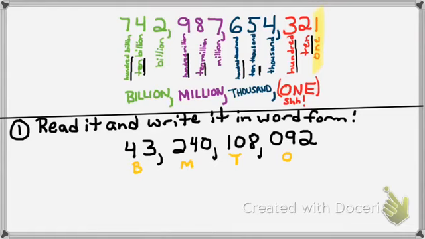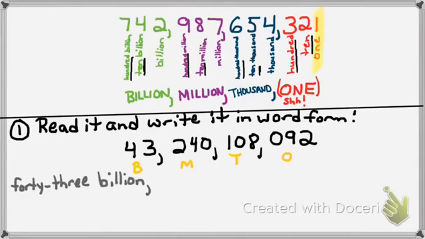I'll take a look at that first period, and the number in there is 43. I read that as 43, so that will be 43 billion. 43 for the number, billion for the comma, which reminds me to say the name of the period. So that's 43 billion, and put my comma.